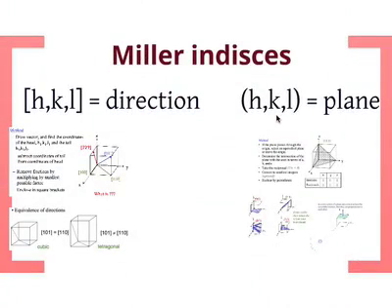The Miller indices have a format. Three numbers, like h, k, l, define the direction or the plane. When they're in a square bracket like that, they define a direction. When they're in regular parentheses like that, they define a plane. So it's just a format.